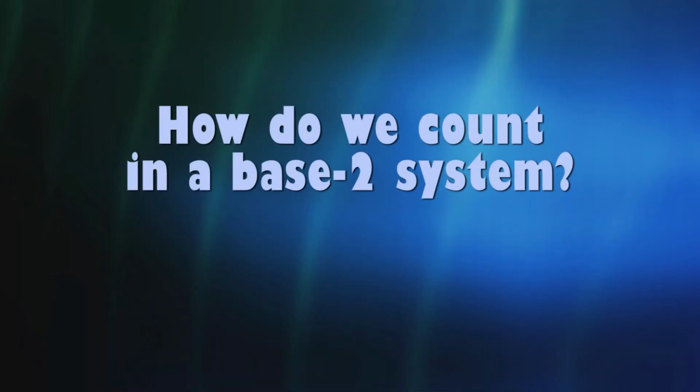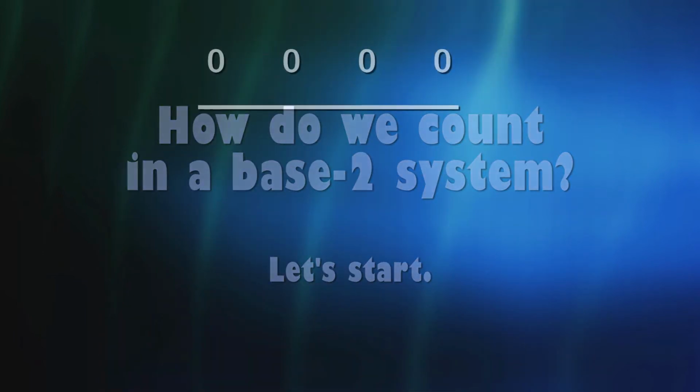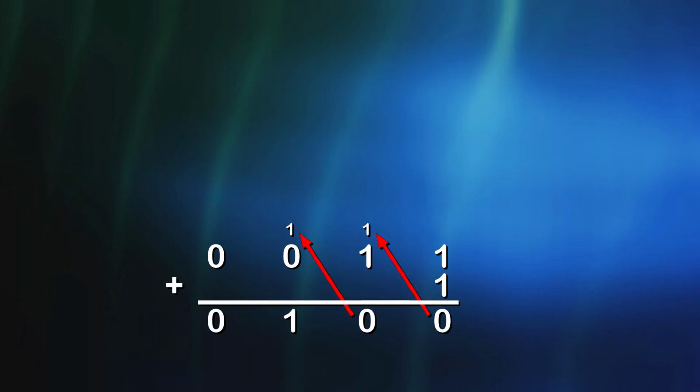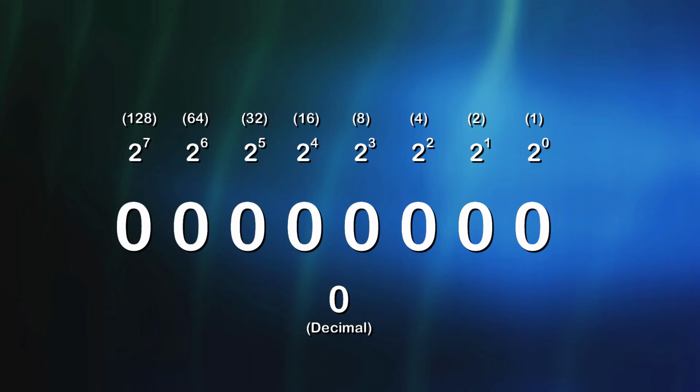So how do we count in a base 2 system? Let's start. Adding a 1 to the least significant bit is 0 plus 1, or 1. Add 1 to that, and we get 1 plus 1, which is 0 with a carry to the position to the left, just like decimal counting. Add 1 again, and it's 0 plus 1, or 1. Add 1 to that, and it's 1 plus 1, which is 0 with a carry. Now the second position is 1 plus 1, which is 0 with a carry to the position on its left, and so on and so on. Let's watch it count for a few cycles.